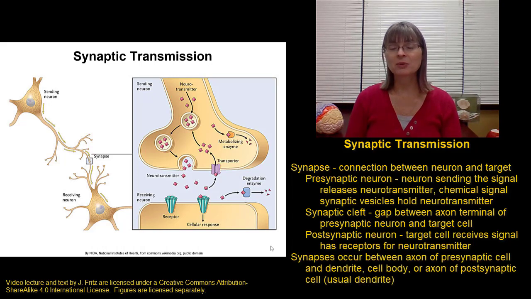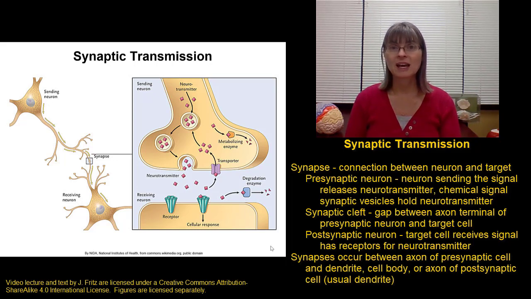The axon of the presynaptic cell can form a synapse on a dendrite or the cell body, or rarely even on the axon of the postsynaptic cell. Although most typically we see that the connections go from the axon of one cell to the dendrite of the postsynaptic cell, and that's what's shown here.